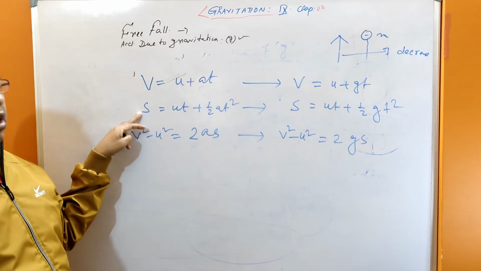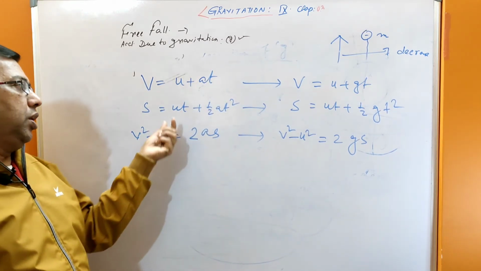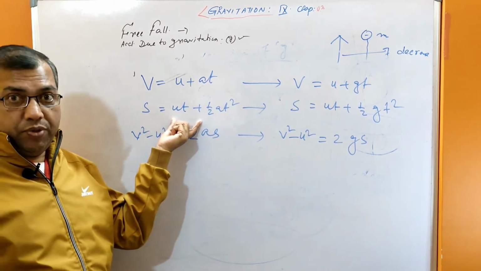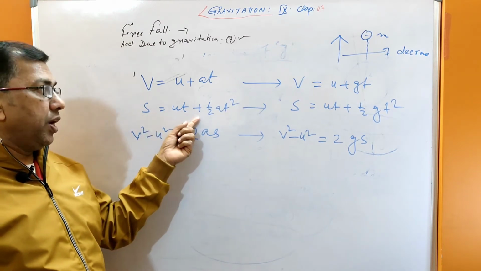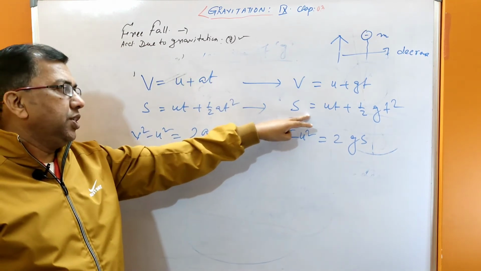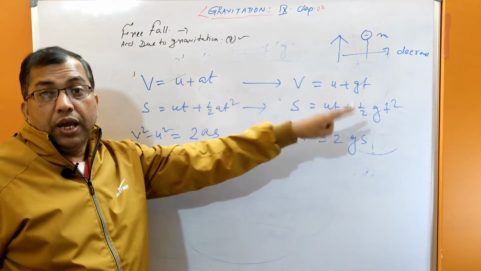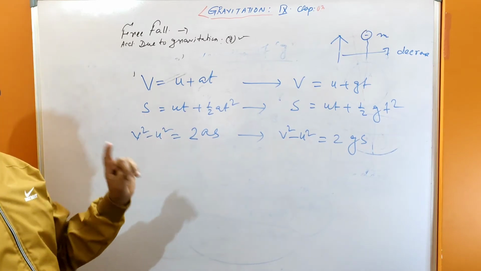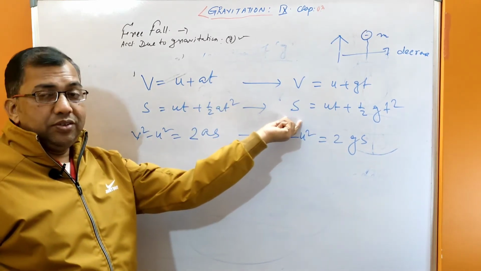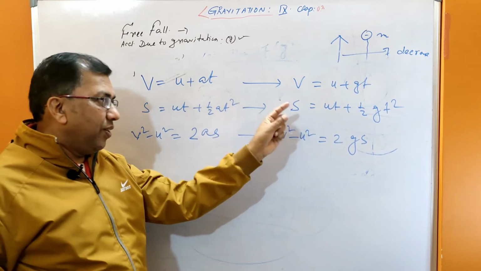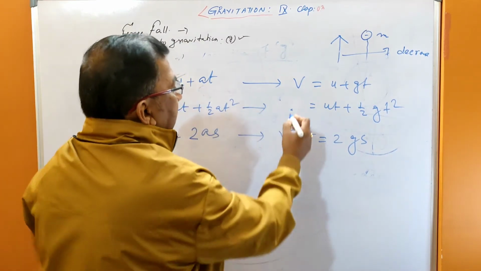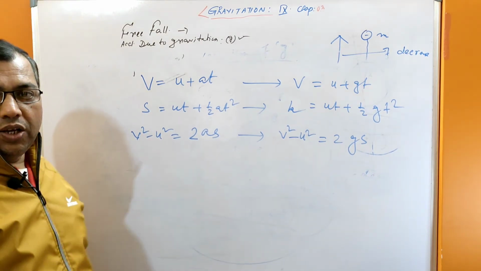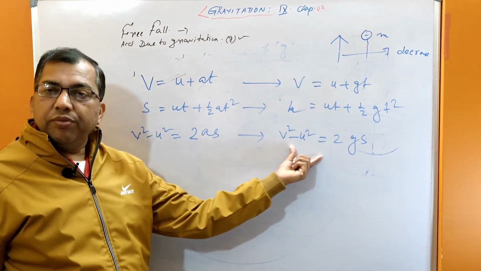Same thing: the total path traversed by a body with initial velocity u after t seconds, S equals UT plus half AT square. In this case, S equals UT plus half GT square. And one thing, here a equals just g and s equals h. So the only change is s equals h. H equals UT plus half GT square. Clear? So this is the equation of a free fall body.